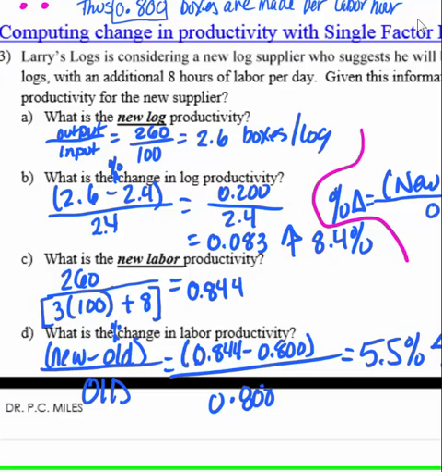He wants us to buy his logs, and he's telling us, my logs are better than your logs because you can produce more boxes out of my logs. Indeed, you can make 2.6 boxes per log, so that's a good thing. But now what we want to do is compute the change in log productivity. So let's go first down here to part B.